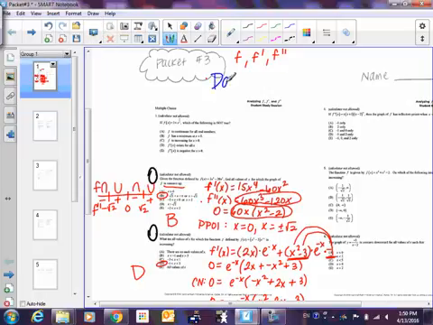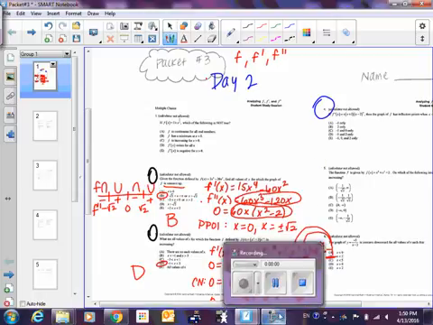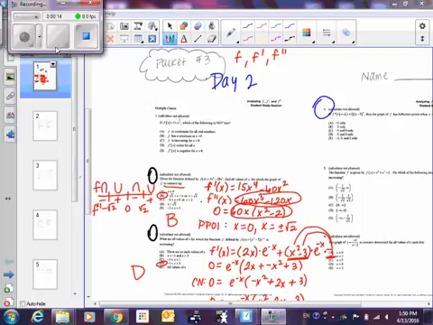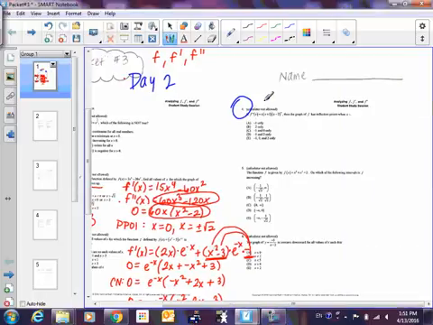Right, so we are going to do a day 2 on packet number 3 today. This is part of last night's homework. What I would like for you guys to do is to hold up your Plickers card and show me which answer you got for 4. All right, so some people picked A, B, C, and who knows if you picked D or E.